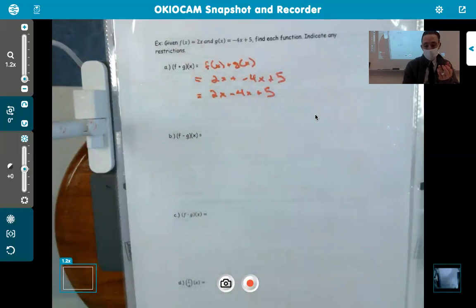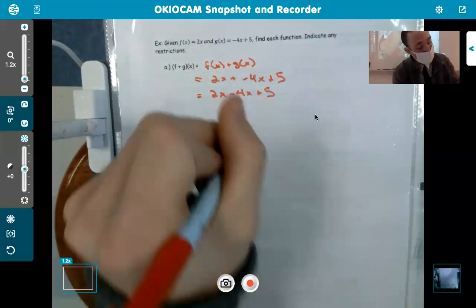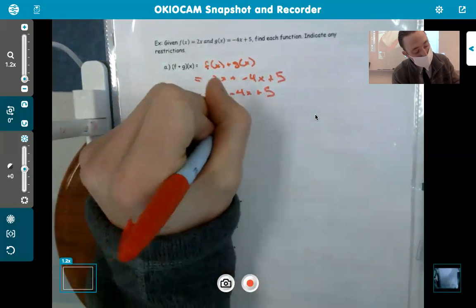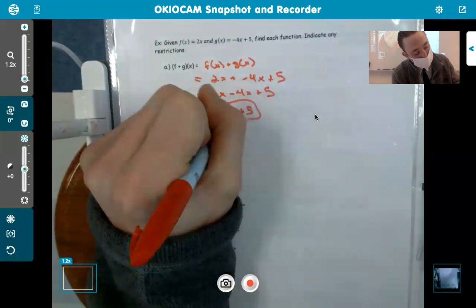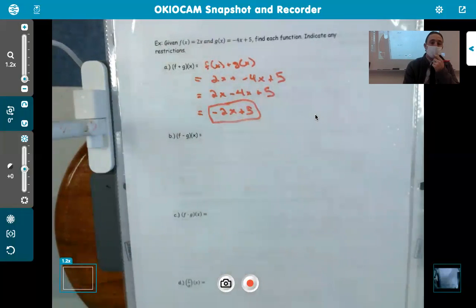Well, when I combine like terms, what would my final answer be for adding each of these two functions together? Good job, Emma. So negative 2x plus 5. Good. Any questions about part A?